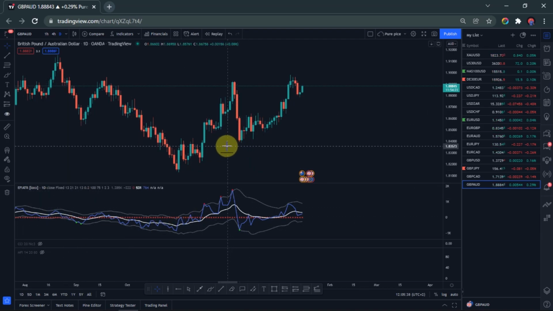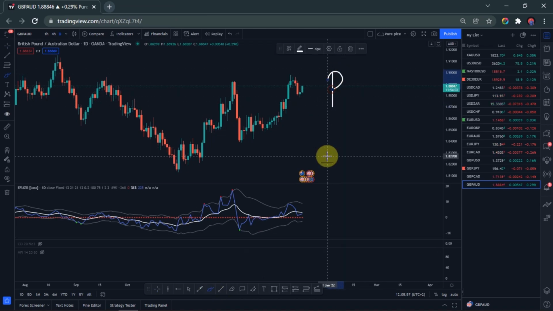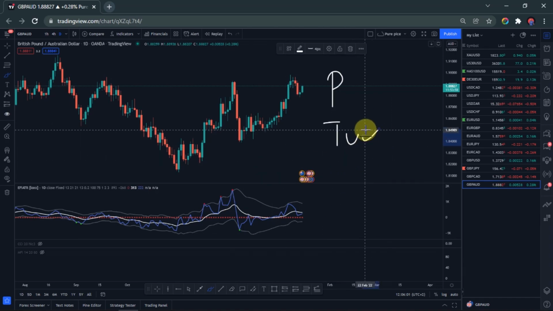So what do I look for when I'm using this indicator? I want you to keep this in mind. It helps me to see which side is in power, and it also reveals major turning points. So it shows me two things: which side is in power, and it also reveals to me major turning points of the price.